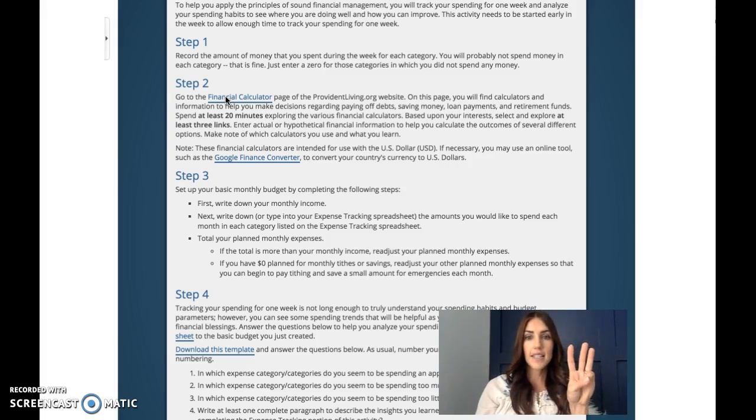Okay? This is an area I have a lot of students sometimes miss. They only do 1 or 2. They want you to spend at least 20 minutes, and that's why you can get through at least 3 or more calculators that are wonderful.